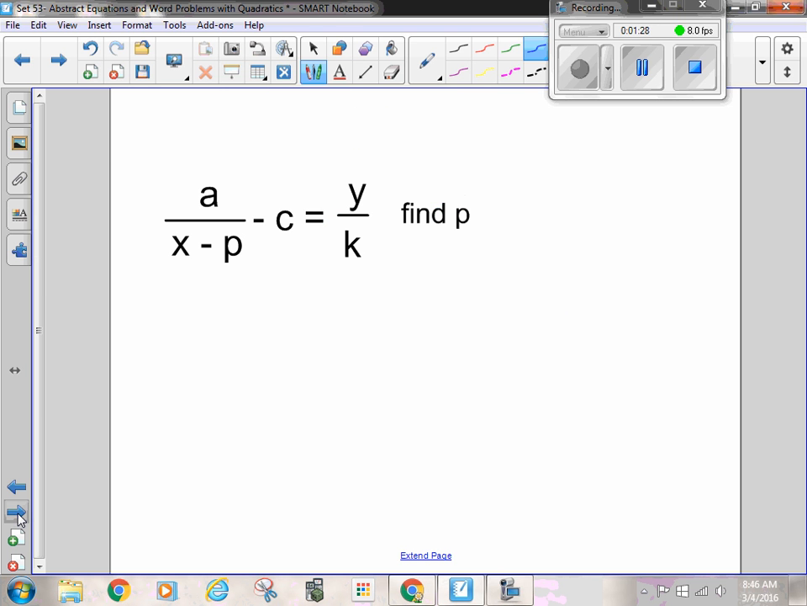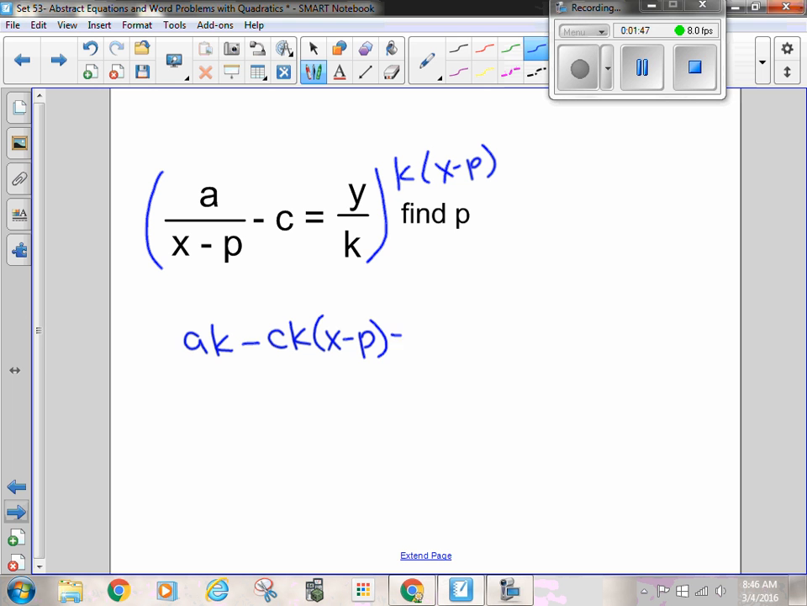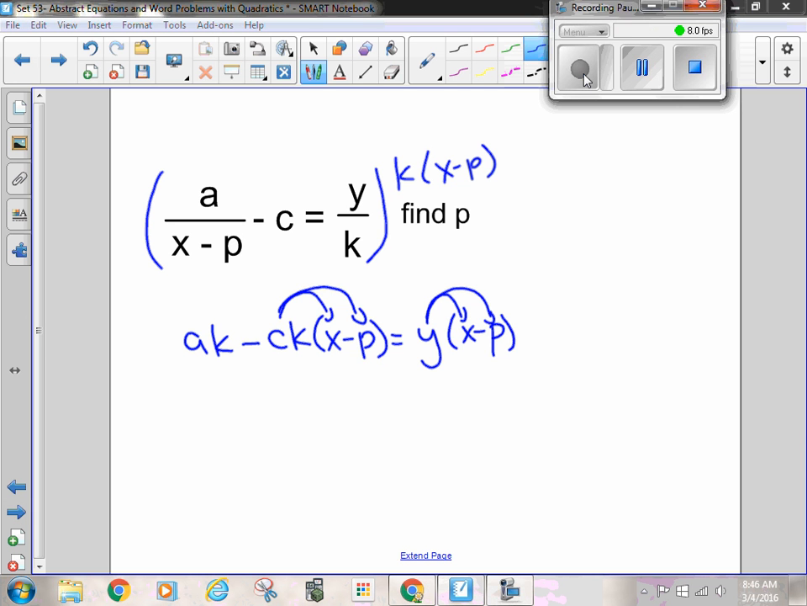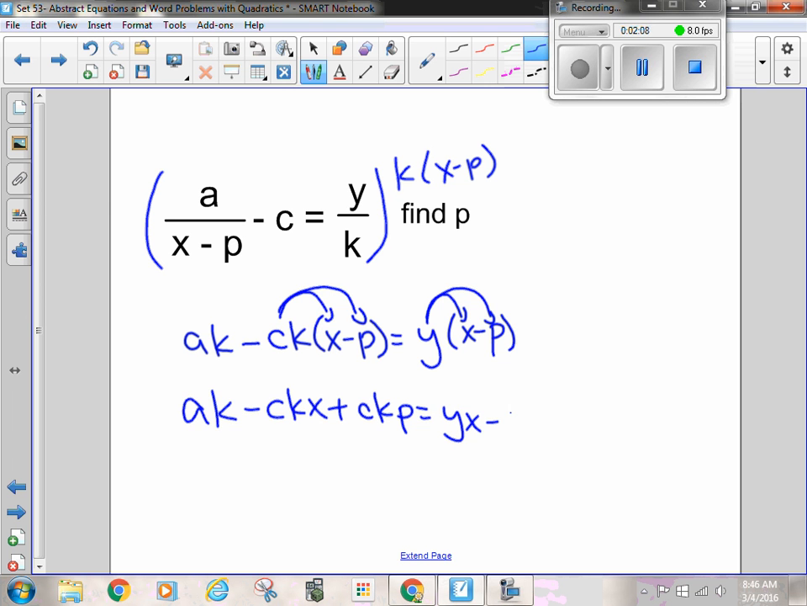So we just are going to add in, instead of just monomials, now we have a binomial. So this one we're going to solve for P. So we're going to multiply everything by K times (X minus P). Okay, so we get AK minus CK(X minus P) over Y times (X minus P). I'm going to distribute in my terms. And then I end up with minus CKX plus, because two negatives make a positive, CKP equals YX minus YP.